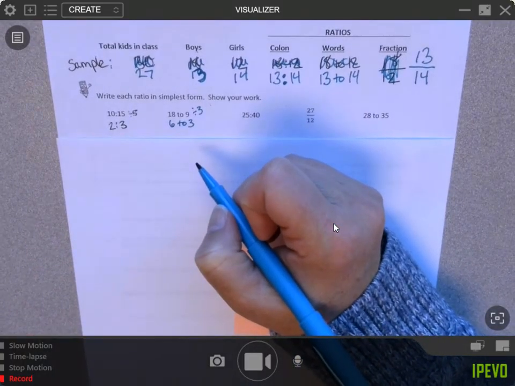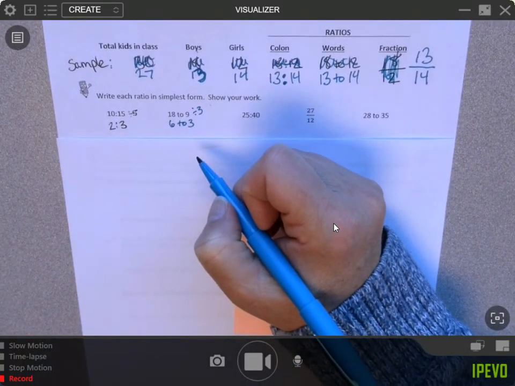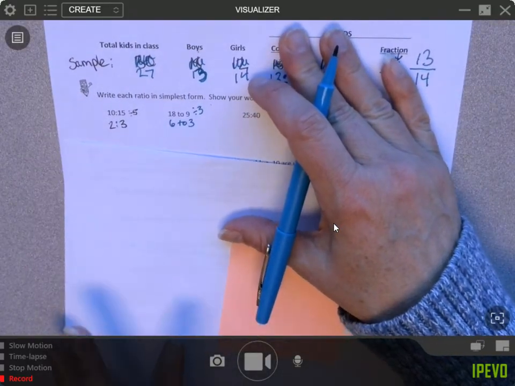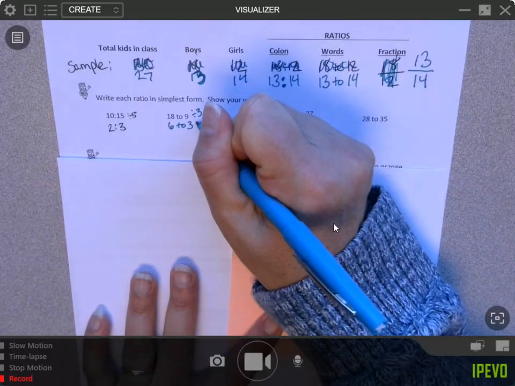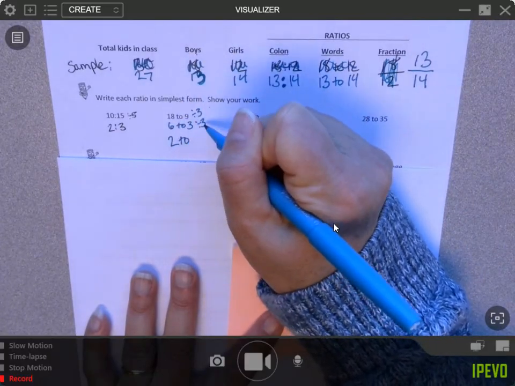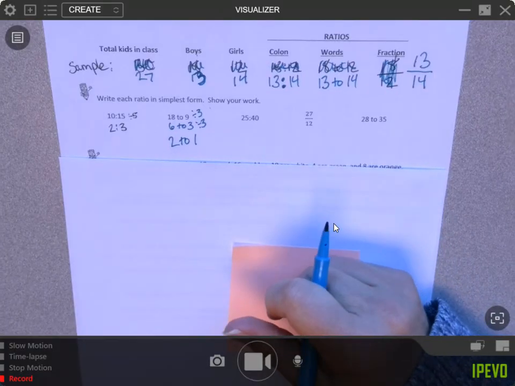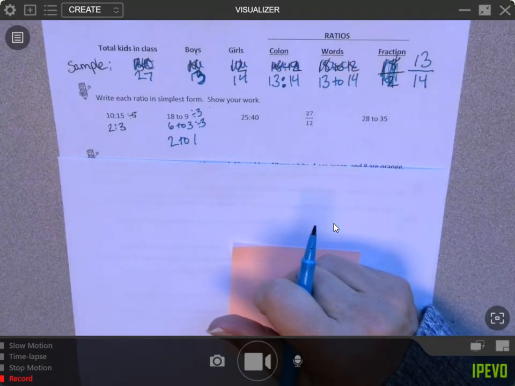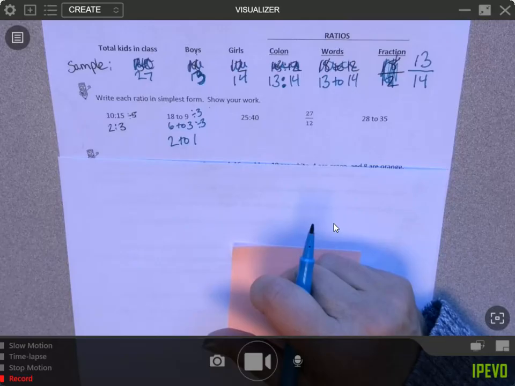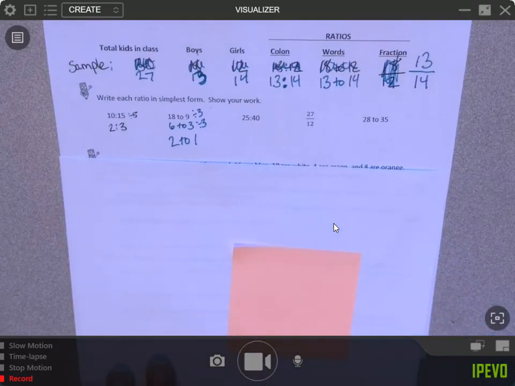Can I make it any smaller? Lila? Yeah, I can divide out another 3. 6 divided by 3 is 2. 3 divided by 3 is 1. So always check, can I go smaller? Just like when we're simplifying fractions, you always want to check, can I go even smaller? So let's look at 25 to 40.